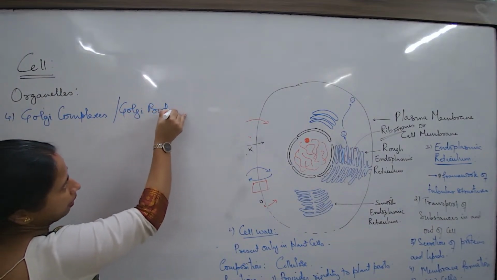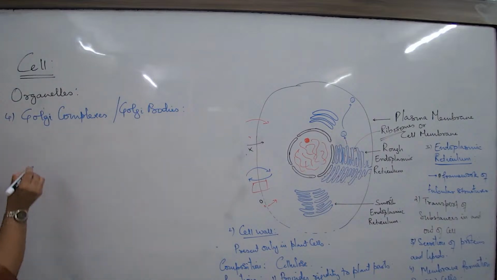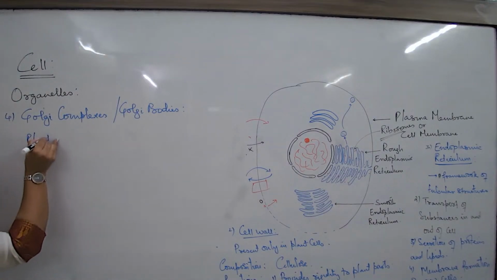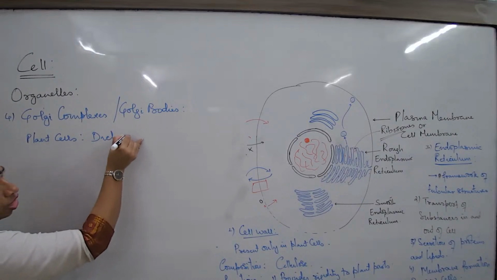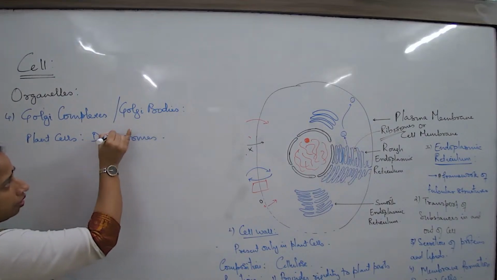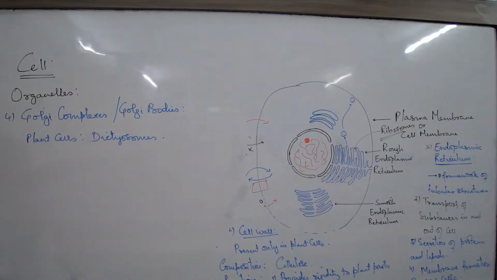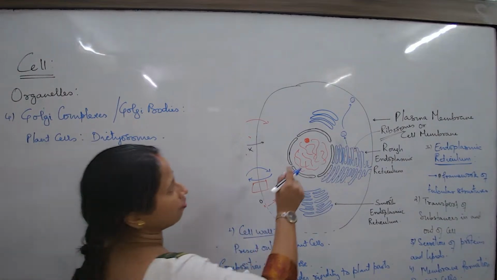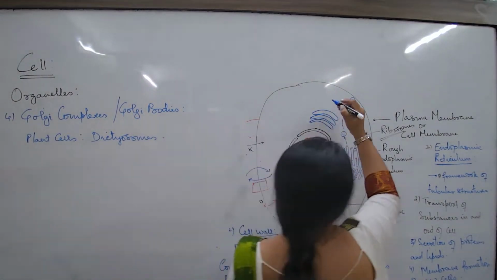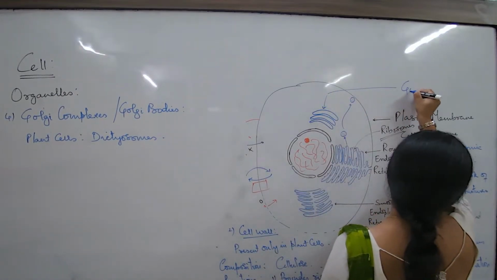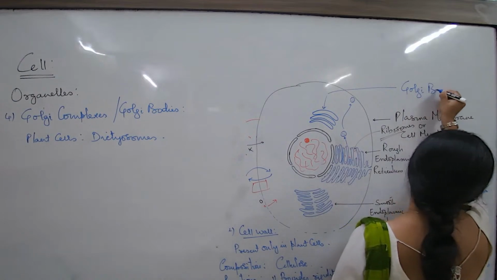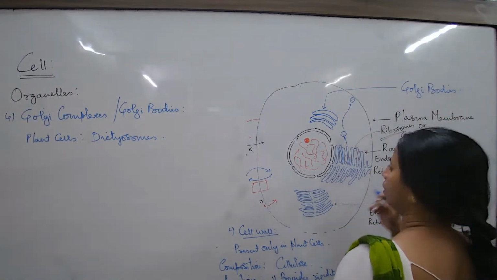Now this Golgi complex or Golgi body, if I talk about this organelle in the plant cells, is known as dictyosomes. The same organelle in the plant cells is known as dictyosomes. Then how does the Golgi complex appear? See there, I have drawn this. So what will be the name of this organelle? The name of this organelle would be Golgi complexes or Golgi bodies.